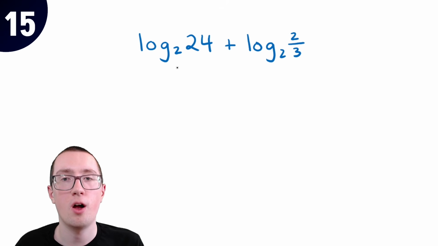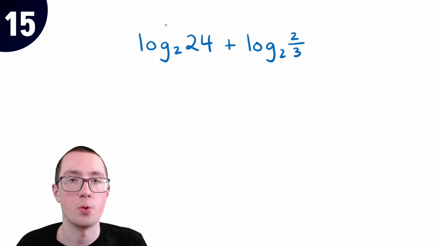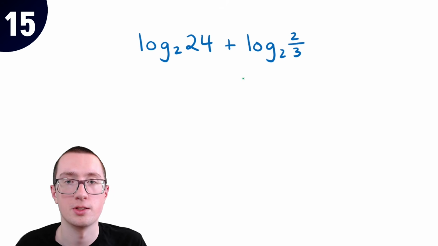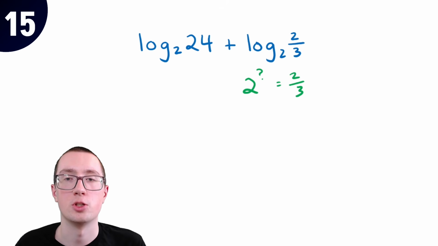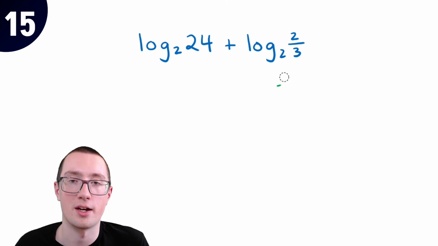So remember that a log is just whatever exponent you have to put on the small number to get the big number. So for example, log base 2 of 2/3, it's 2 to the power of what would give you 2 over 3. But chances are I don't think you'd be able to tell me off the top of your head what exponent would make it 2/3.